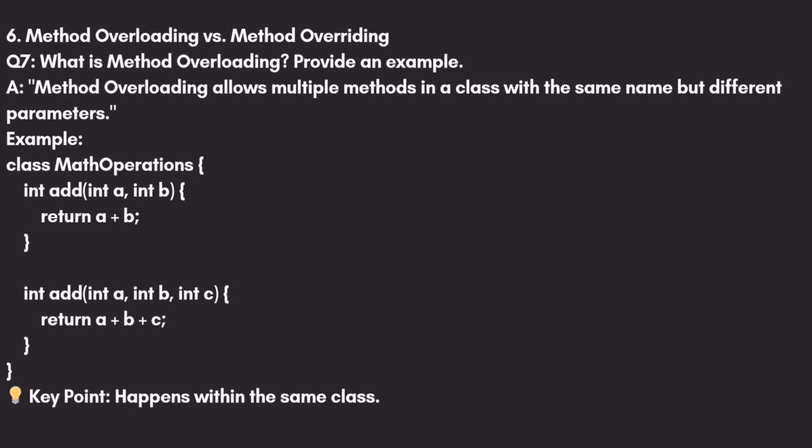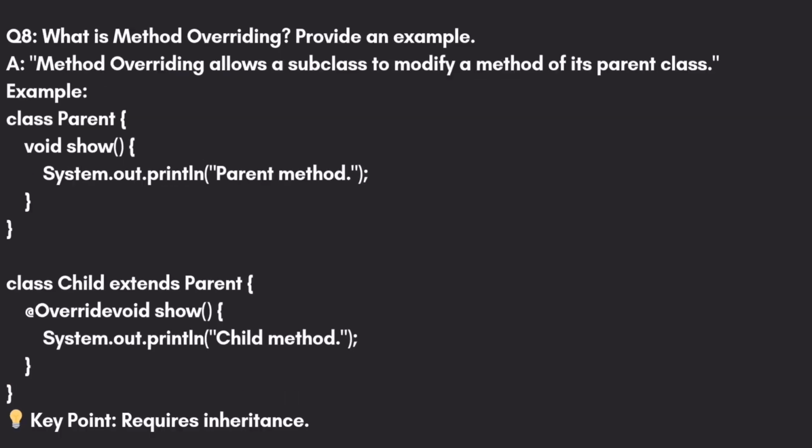Here is an example of how you can achieve method overloading in Java. We have a class, MathOperations, and we have two functions, add. We have the same name, but different parameters, a different number of parameters. So this is method overloading. Here's the key point: it happens within the same class. Method overloading happens within the same class, that is MathOperations.